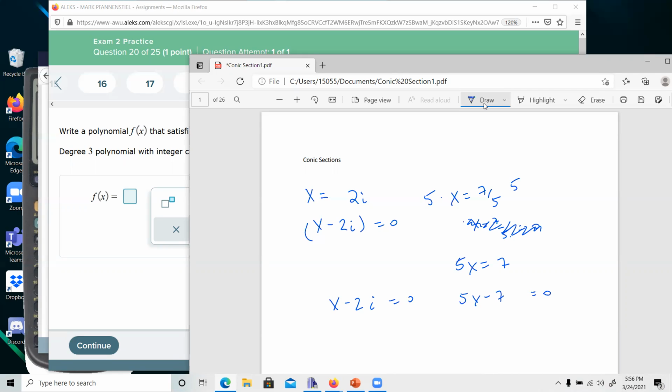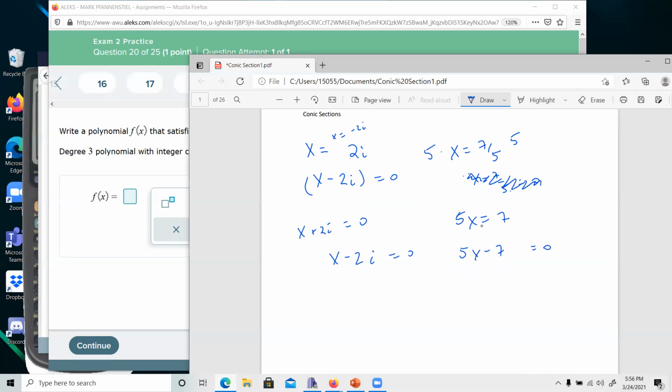Okay. Now with this one, because we have a complex number here, complex numbers automatically, their conjugates are automatically a 0 as well. So if one complex number happens to be a 0, then its conjugate automatically comes out to be a 0. So we also have x plus 2i. X equals negative 2i would have also been a 0, and it's just kind of implicitly there. So the factors I have here are x plus 2i, x minus 2i, and then 5x minus 7.